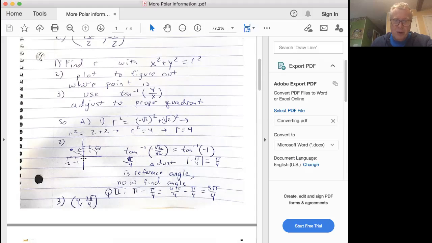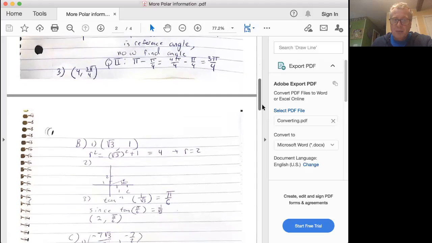So that's our angle theta. It's in the second quadrant. Okay. And then minus square root of 2 over square root of 2 is negative 1, and inverse tangent of negative 1 is minus pi over 4. So we adjust to give us a reference angle of pi over 4. And reference angles in quadrant 2 are going to be pi minus the angle. So pi minus pi over 4 is 3 pi over 4. So we should get 2, 3 pi over 4.